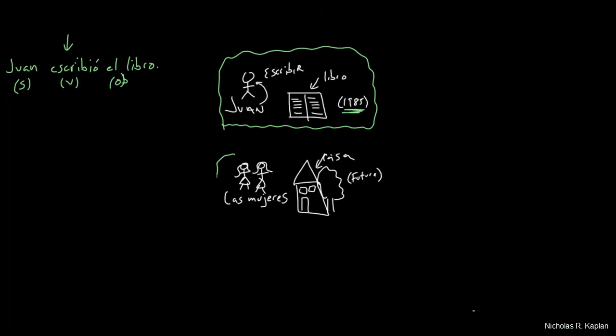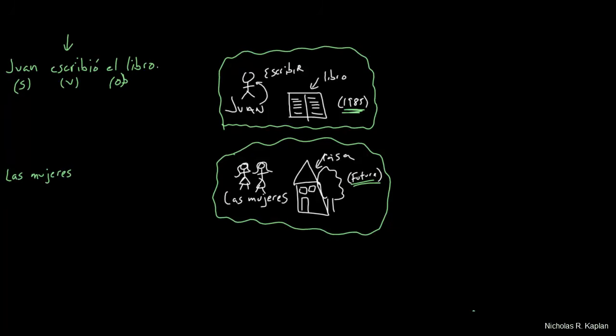Or down here, if we were to think about the same thing, we've got the women, and we have house, and it's in the future, and let's use the verb to construct. And we could say, the women will construct the house. Subject, verb, object, or everything else. In this way of writing a sentence, what you've done from day one is called active voice.